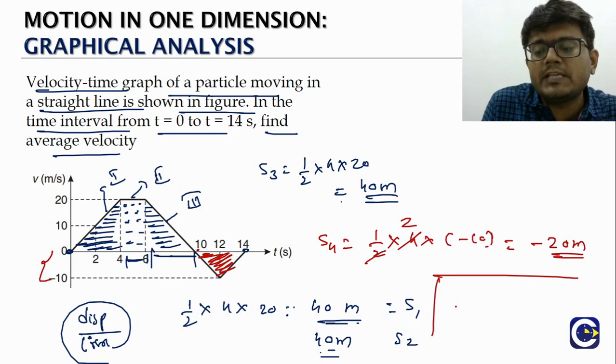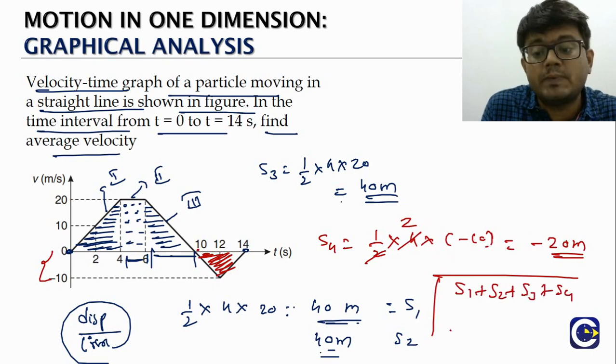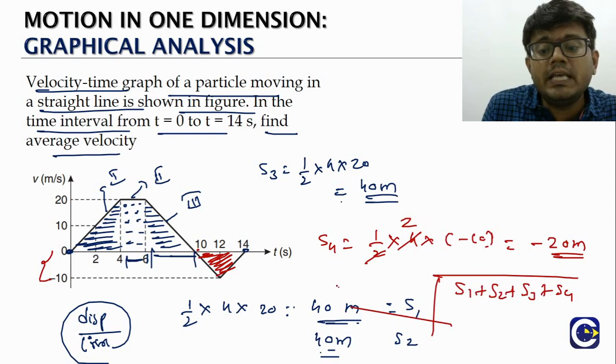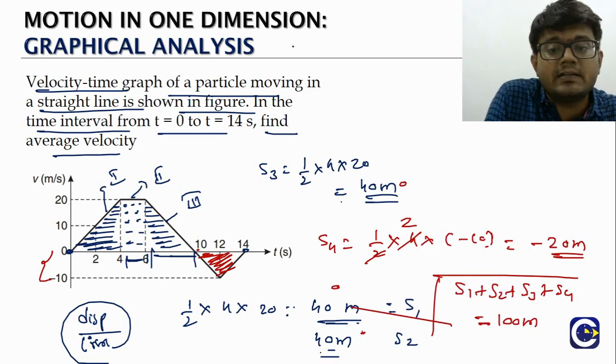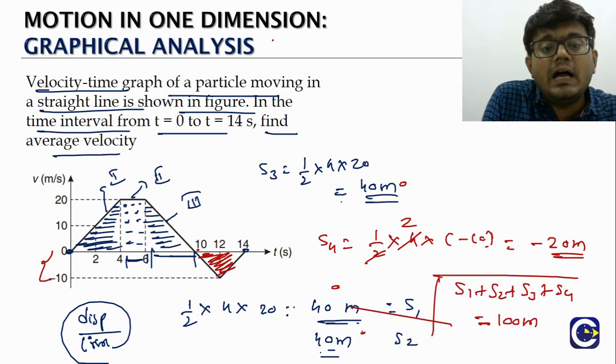So how much do we have? The overall displacement means what? S1 plus S2 plus S3 plus S4. That is the overall displacement, right? So 3 40s are there. That is 120. Minus 20 means that will be 100 meters. That is our overall displacement. What is the time? The time is 14 seconds, right? So the average velocity, what is it? Overall displacement 100 meters divided by 14 seconds.